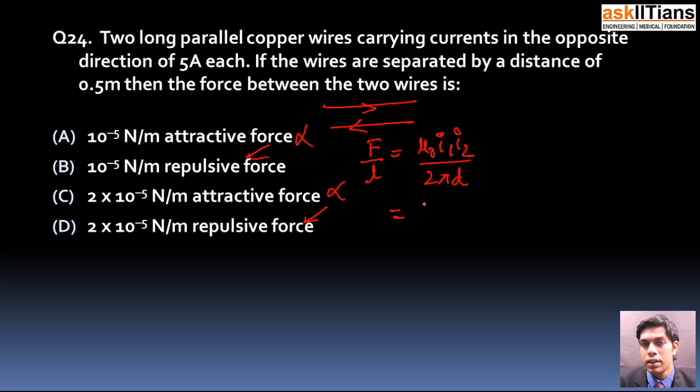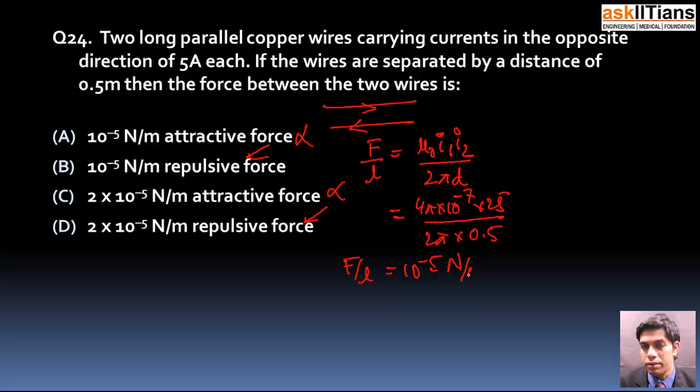per unit length. So it's 4 pi into 10 to the power minus 7 multiplied by 25 divided by 2 pi multiplied by 0.5. So this comes out to be 10 to the power minus 5 Newton per meter. Hence B, 10 to the power minus 5 Newton per meter and repulsive in nature, is the correct answer.